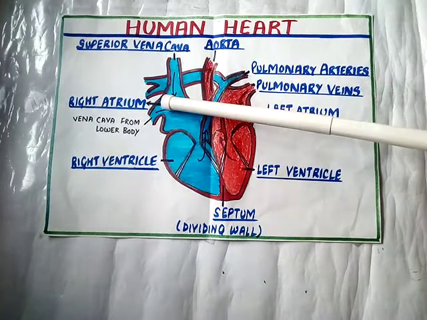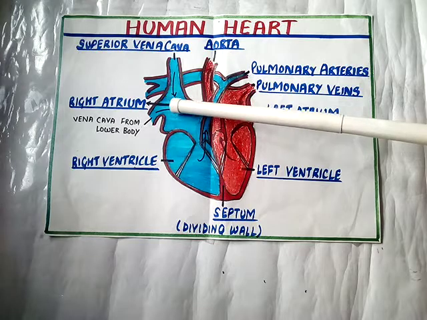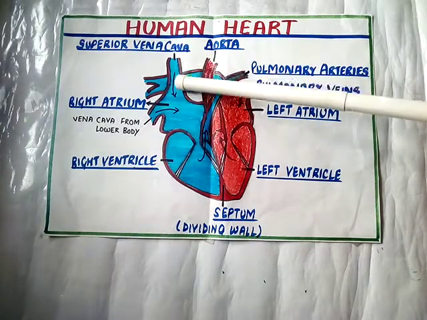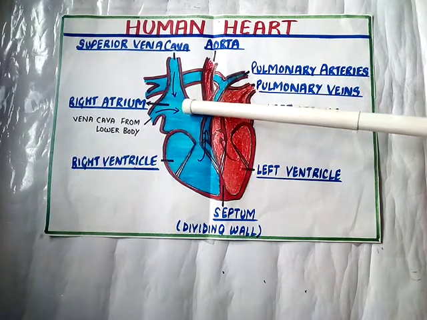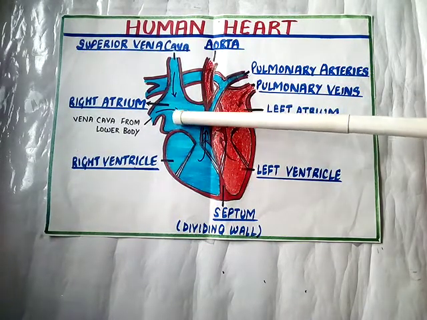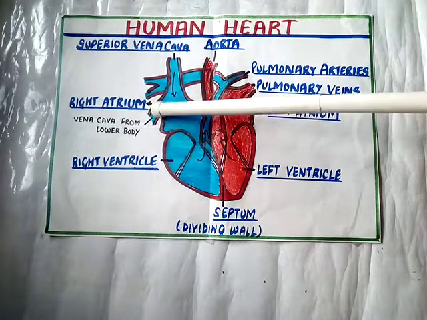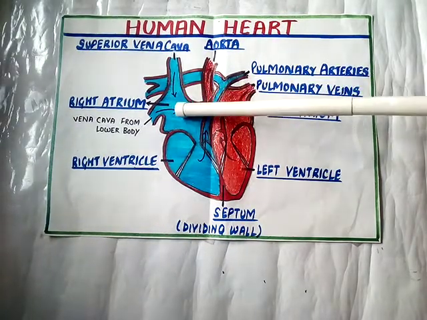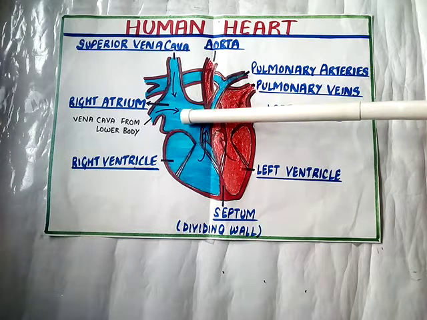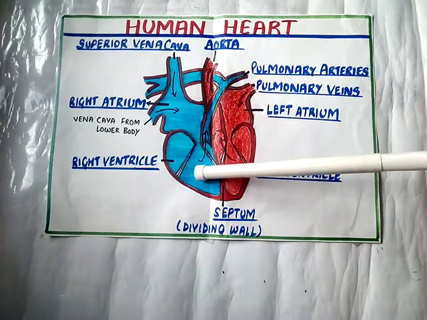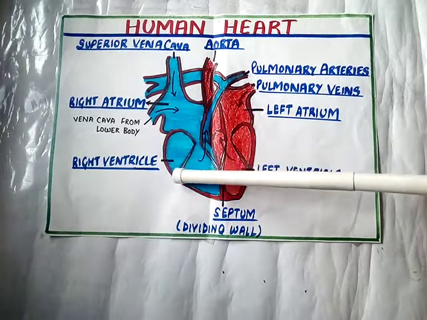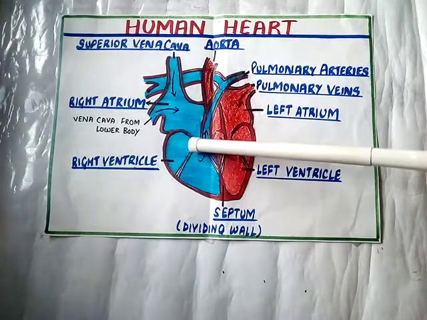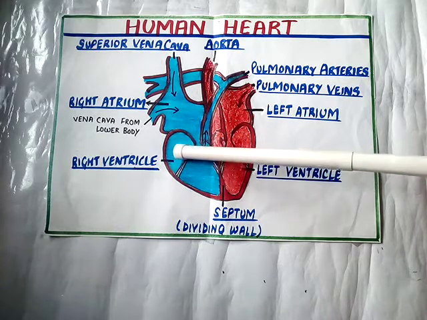Deoxygenated blood, that is your impure blood, enters the right atrium through the superior vena cava and inferior vena cava. From the right atrium, the blood flows into the right ventricle. The tricuspid valve present there prevents the backflow of the blood into the right atrium.